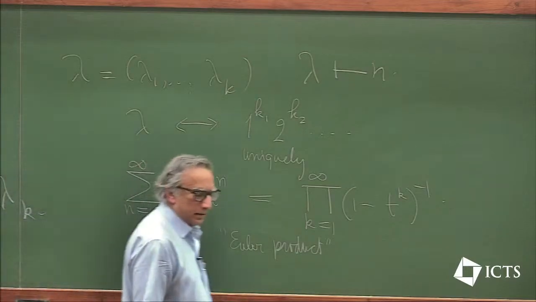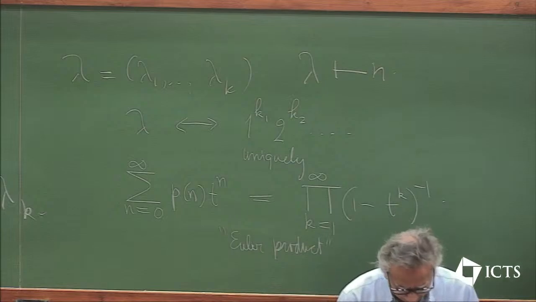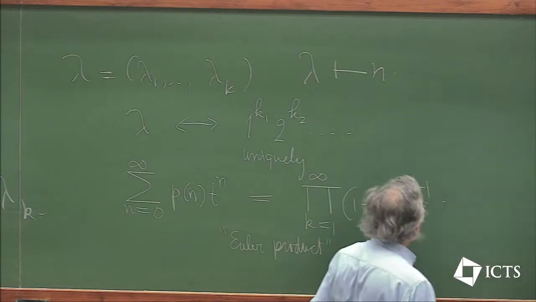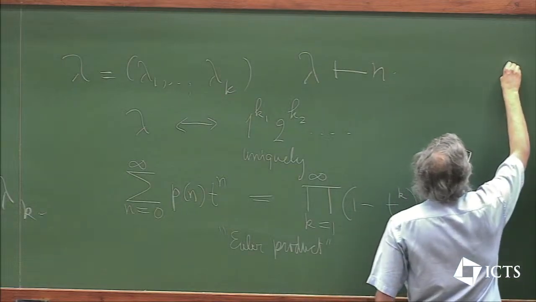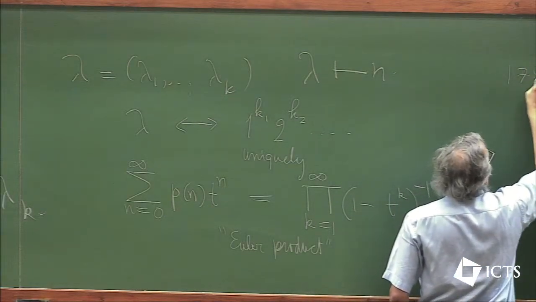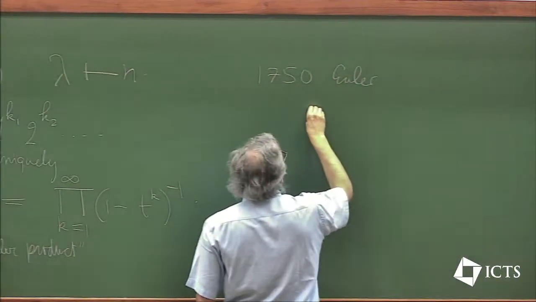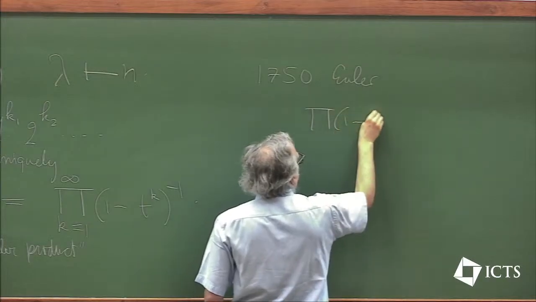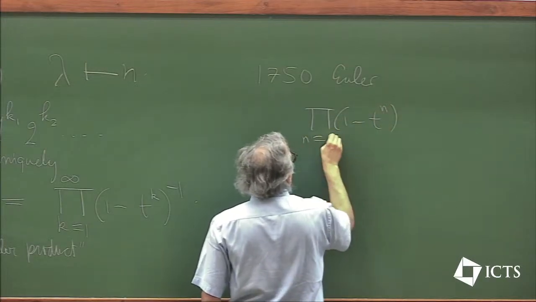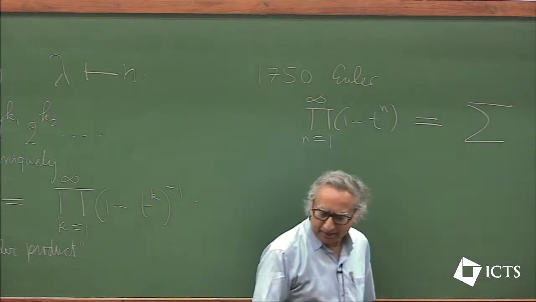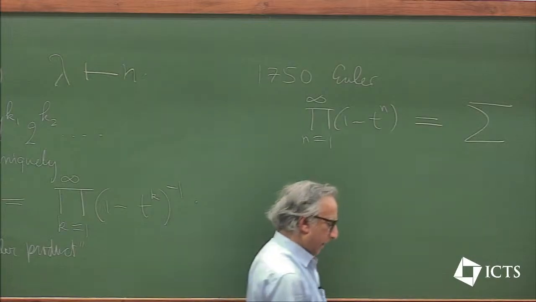And using this, Euler had proved many wonderful things. One of them is his famous pentagonal number formula. So in 1750, Euler had shown that the product of 1 minus t to the n, n going from 1 to infinity, can be actually written as a sum with pentagonal numbers.